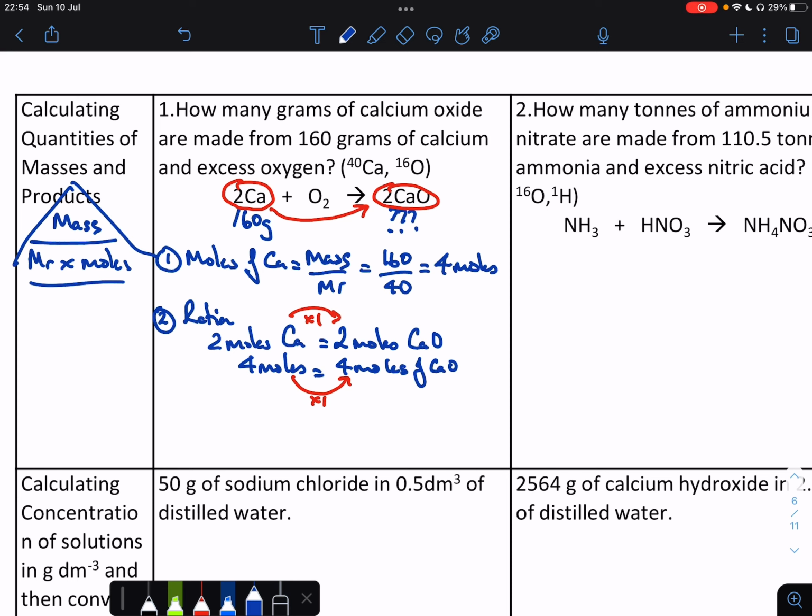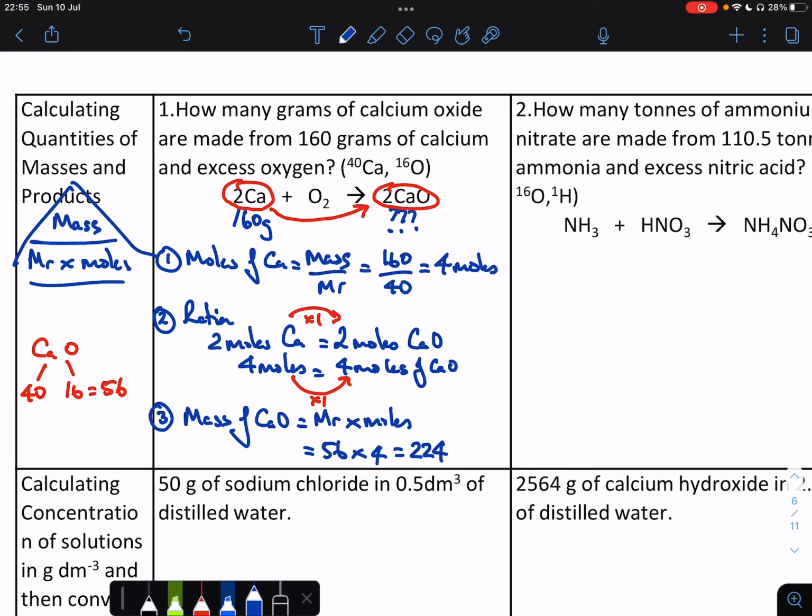And the final step, I don't want to give my answer in moles, I want to give my answer as a mass. So we want to work out the mass of the calcium oxide. According to the triangle, mass is equal to Mr times the moles. And the Mr in this case, let's just remind ourselves, do a little bit of working out here. It's calcium oxide, so calcium has a mass of 40, oxygen has a mass of 16, so that's going to be 56. So 56 times 4 is going to be 224, and because it was in grams at the start, it's still in grams here.